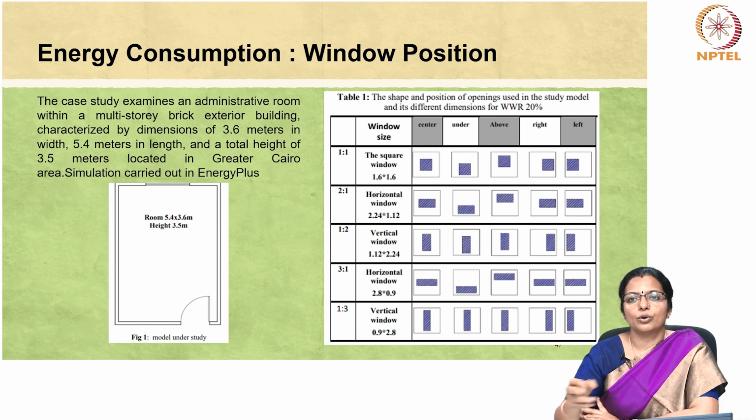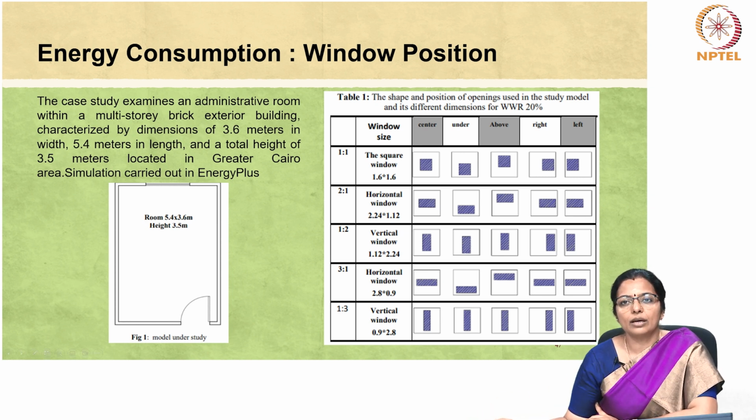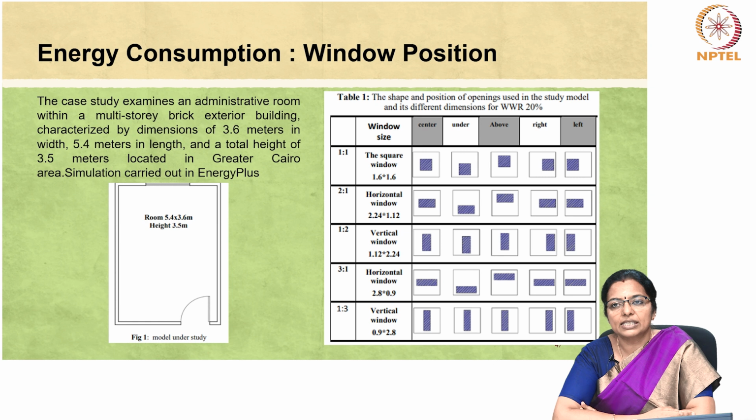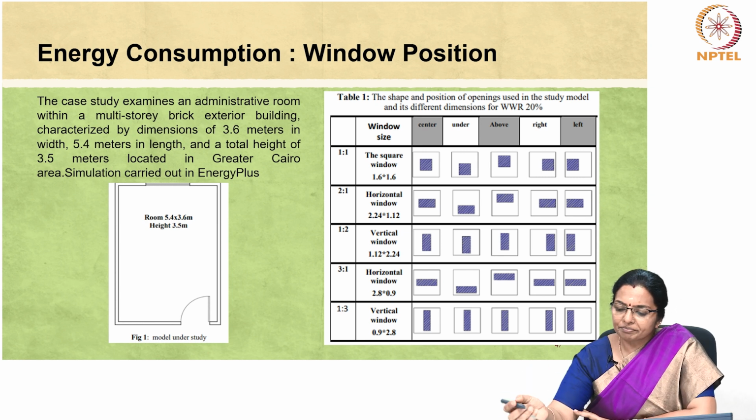A higher WWR indicates more windows relative to the wall area, which can lead to increased daylighting and views to the outside. But this may also impact energy efficiency and thermal comfort, as we have already seen in the previous class. So, builders and architects often consider WWR when designing buildings to achieve desired levels of natural lighting, visual comfort and energy performance. So, in this research case, 5 positions of the windows were chosen.